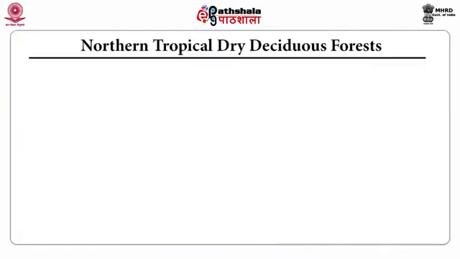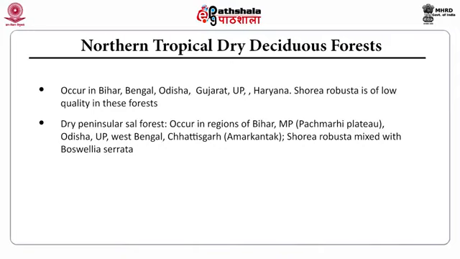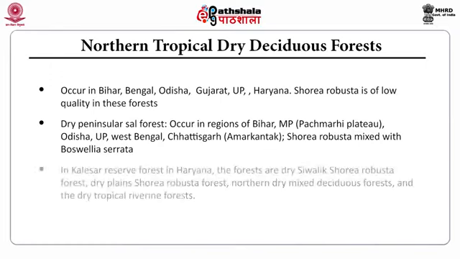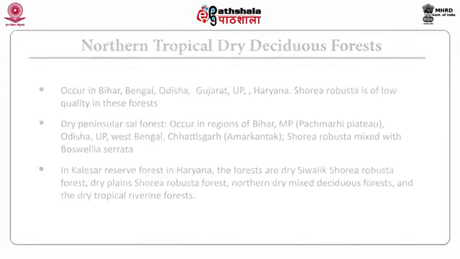The northern tropical dry deciduous forests occur in Bihar, Bengal, Odisha, UP, Haryana. Shorea robusta is of low quality in these forests. Dry peninsular sal forests occur in regions of Bihar, MP, represented by the Pachmarhi Plateau, Odisha, UP, West Bengal and Chhattisgarh, that is Amarkantak National Park. Shorea robusta is mixed with Boswellia serrata.